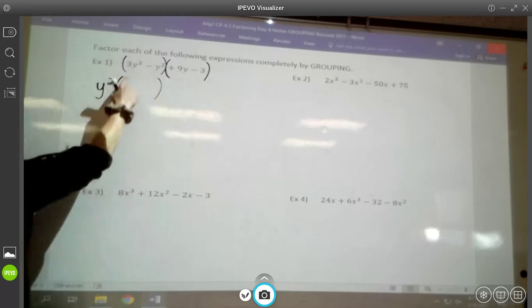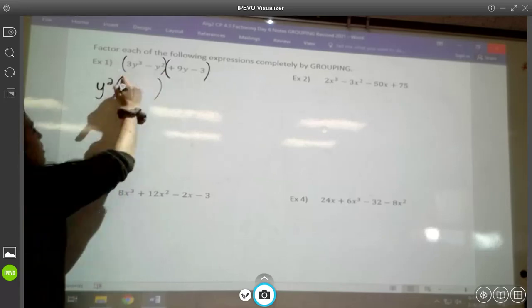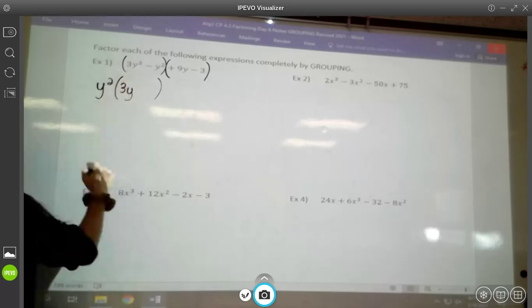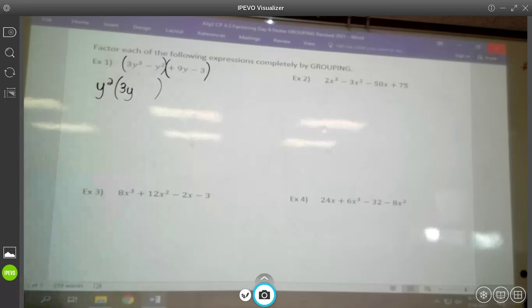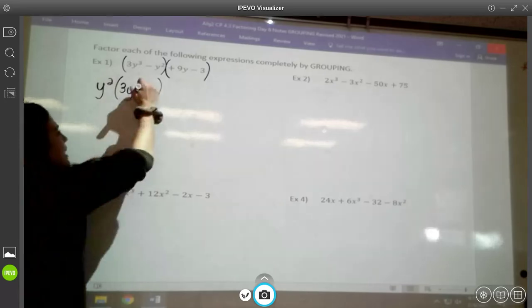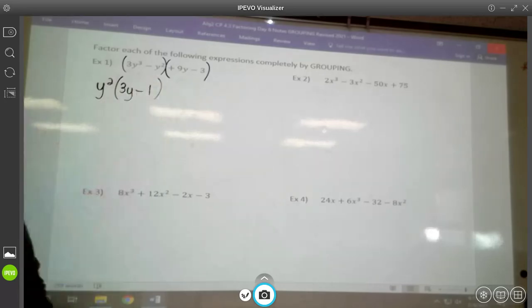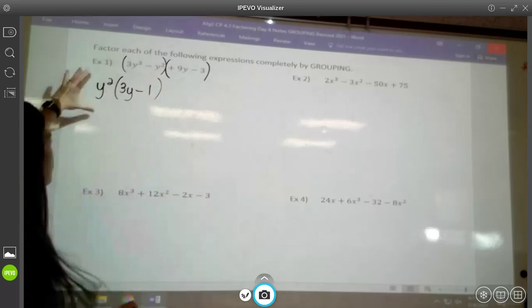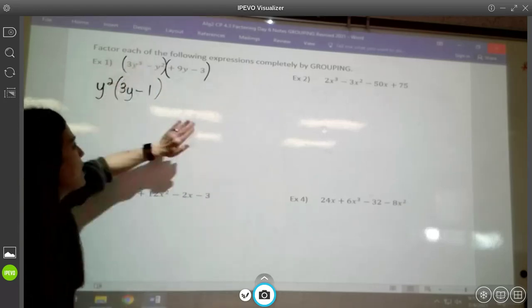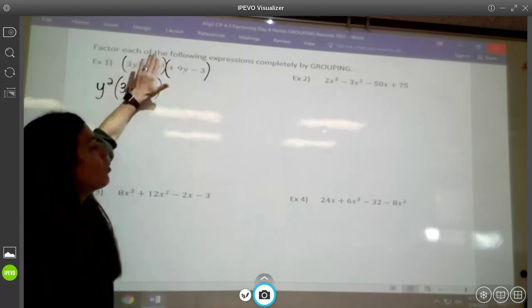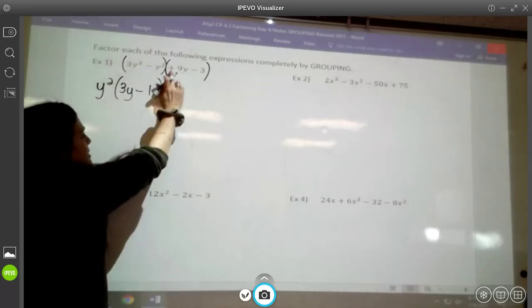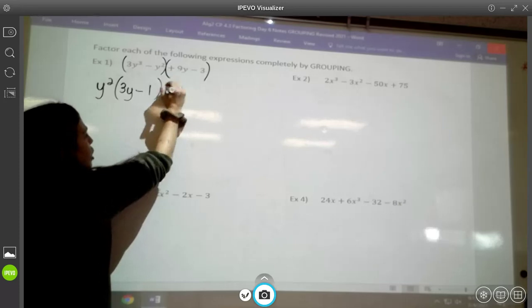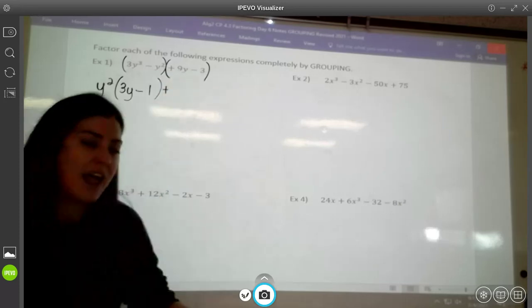Y squared times what gets you back to 3y to the third? A 3y. Y squared times what gets you back to a negative y squared? A negative 1. Okay. So we've taken an individual GCF out of the first group. Now you're going to go to the second group. When you go to the second group, you have to pull out the leading sign. So if the second group starts with a negative, you have to pull that sign out.